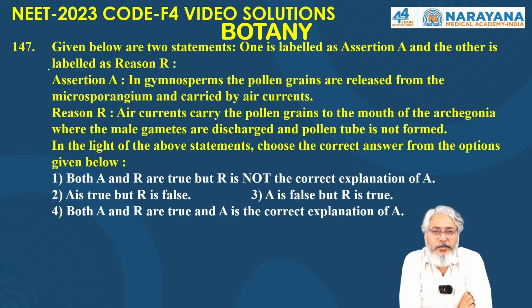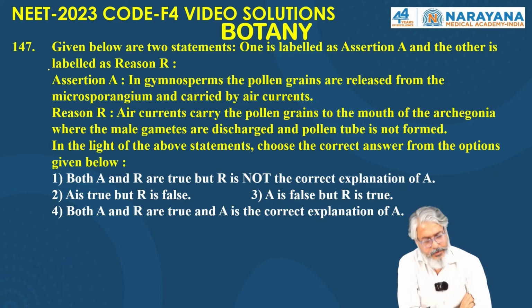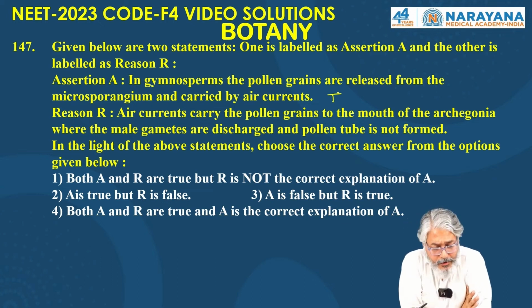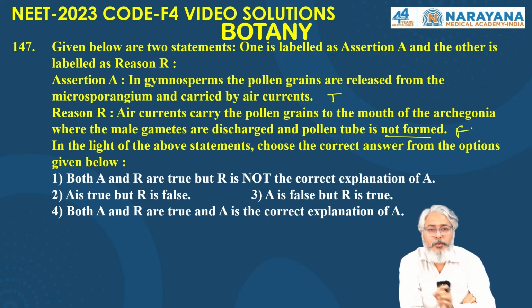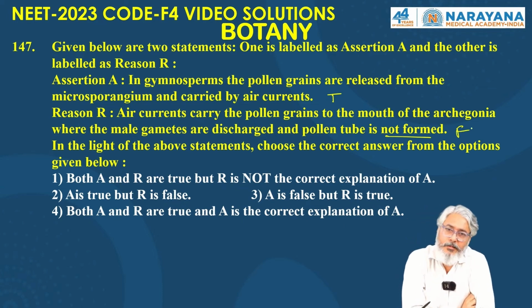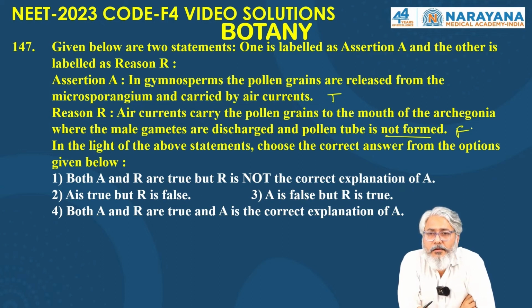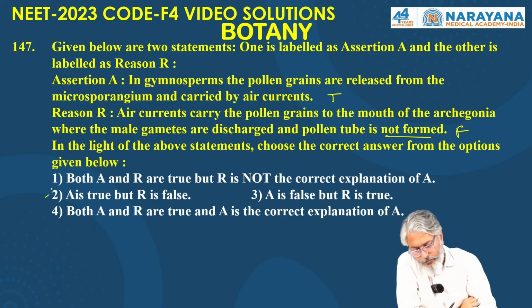Given below are two statements, one is labeled as assertion, the second is reason. In gymnosperms, the pollen grains are released from the microsporangium and carried by air currents. Yes, only wind pollination is there, that is true. Air currents carry the pollen grains to the mouth of archegonia, where the male gametes are discharged and pollen tube is not formed. Oh, that is wrong. False. Pollen tube is always formed in angiosperms and gymnosperms. So A is correct, true. R is false. The answer is 2.